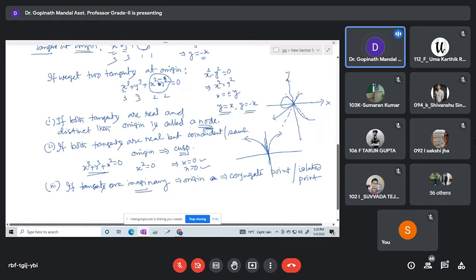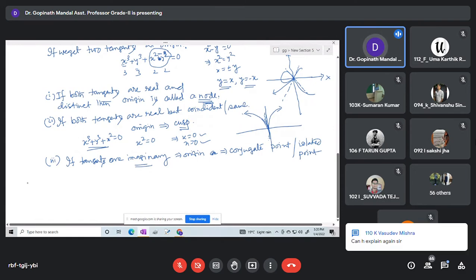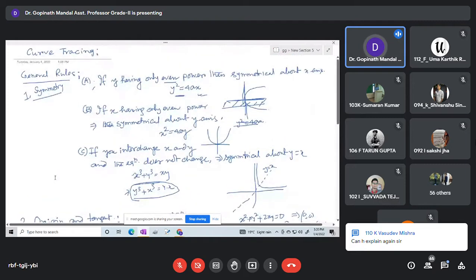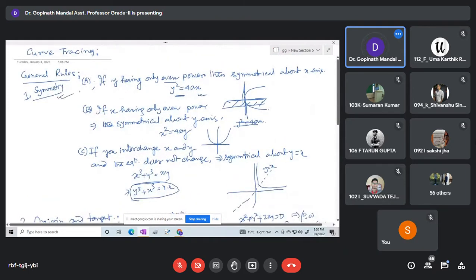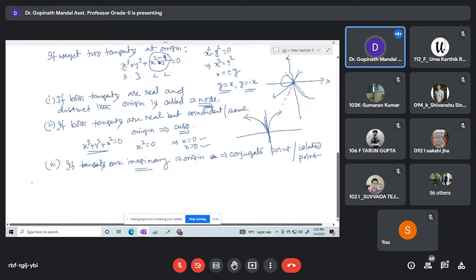So when tangents are imaginary, that means we can't draw a tangent. We can't draw a tangent at the origin. The tangent is imaginary. We can't draw the tangent in any figure. So first we check the symmetry. Second, we have to find the origin. If the origin is present, then the tangent. Third, we have to check the asymptotes.